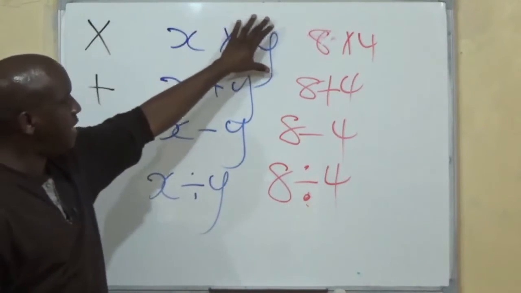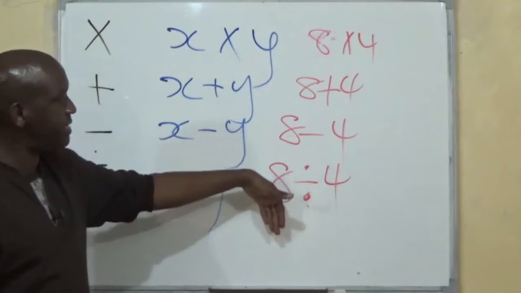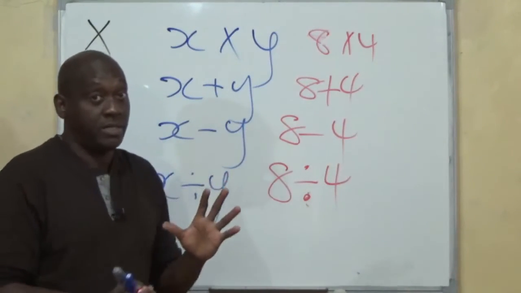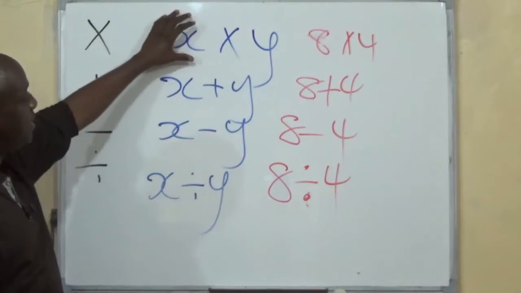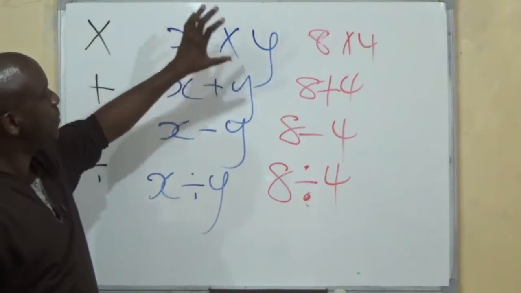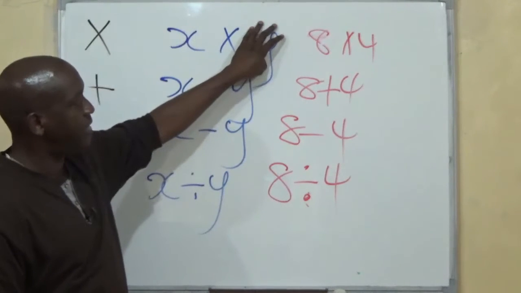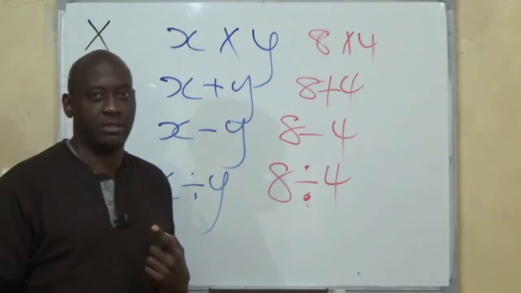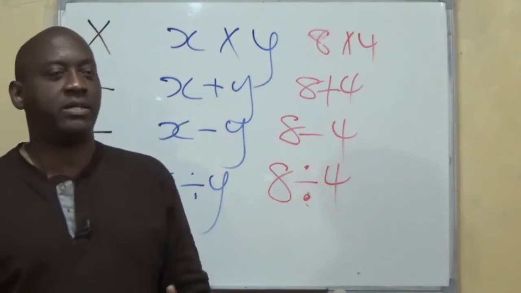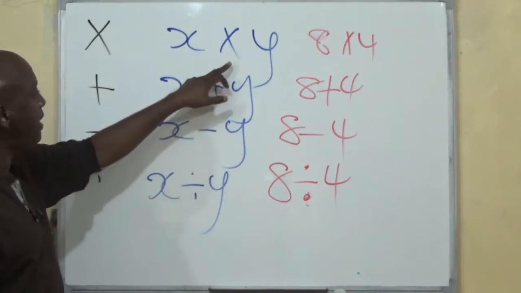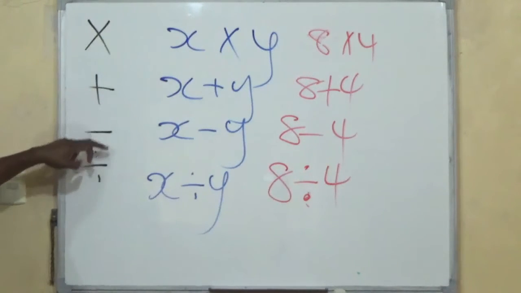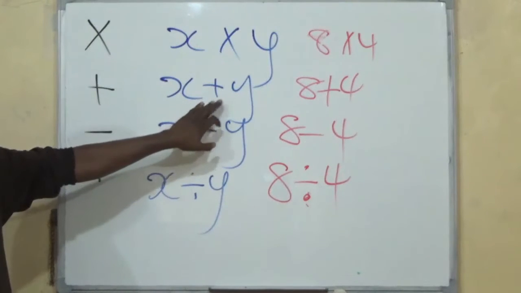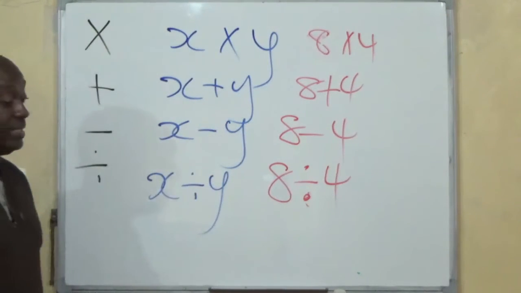We have a generic value. And in each of these cases here in red, we assign a specific value to each general value. So we assign the value 8 to x, we assign the value of 4 to y, and we then subject these values to the same process, the same operation that is being described by each of these operators, right? Multiplication, addition, subtraction, and division.